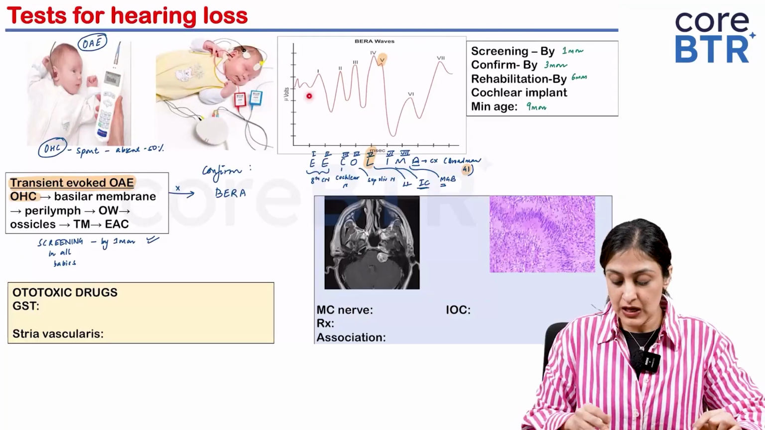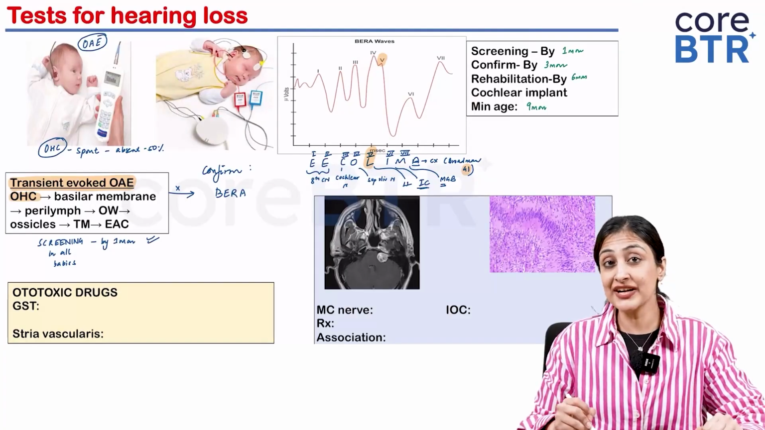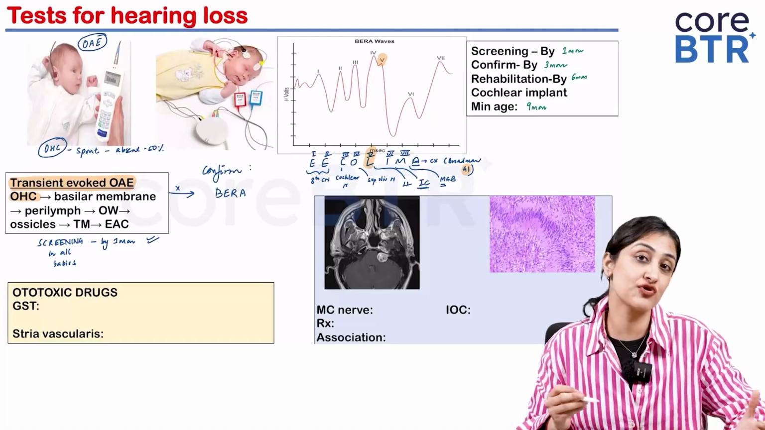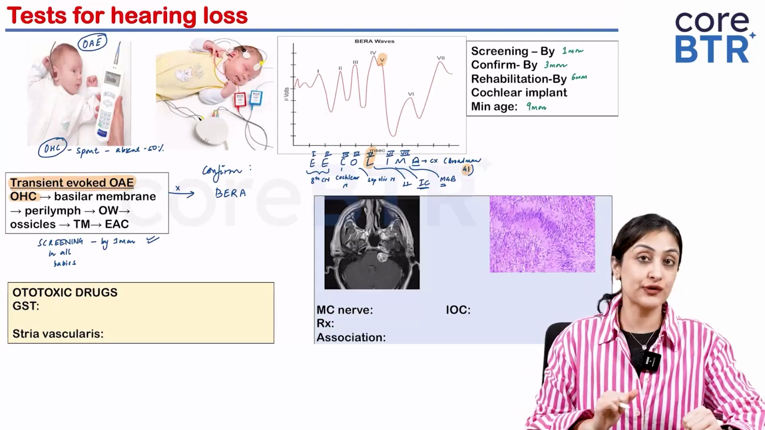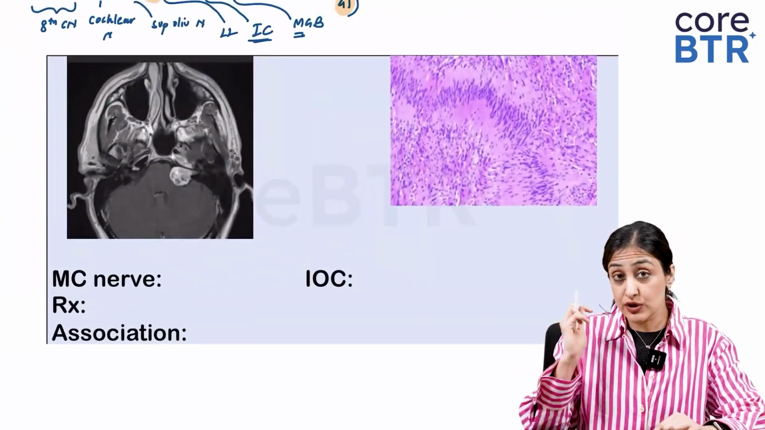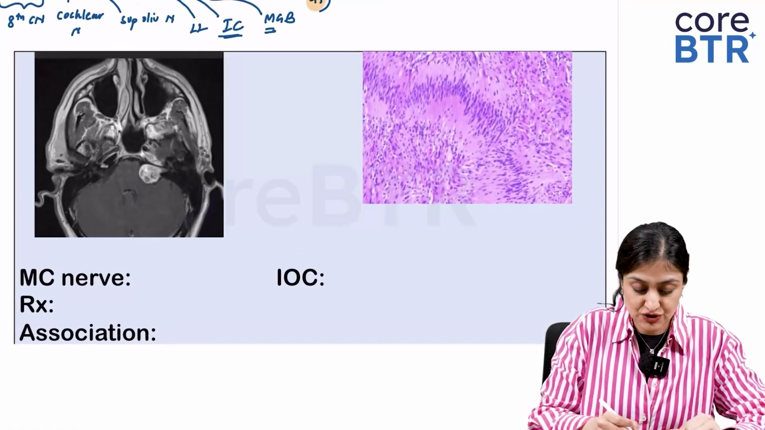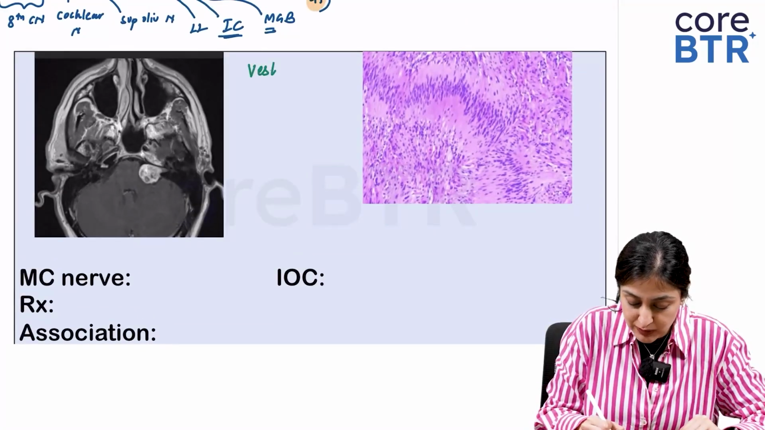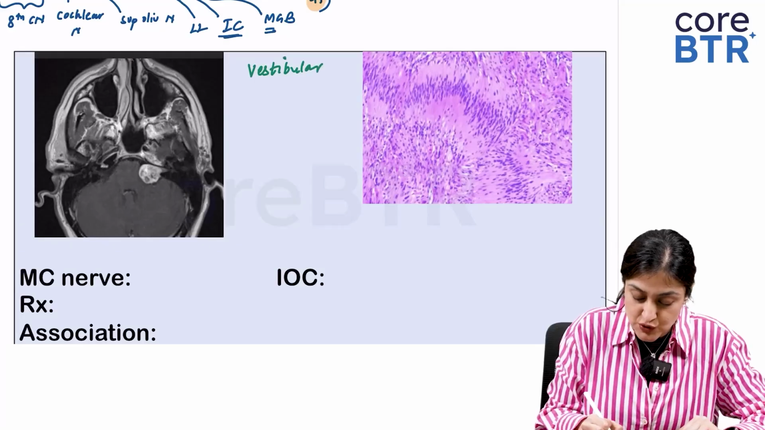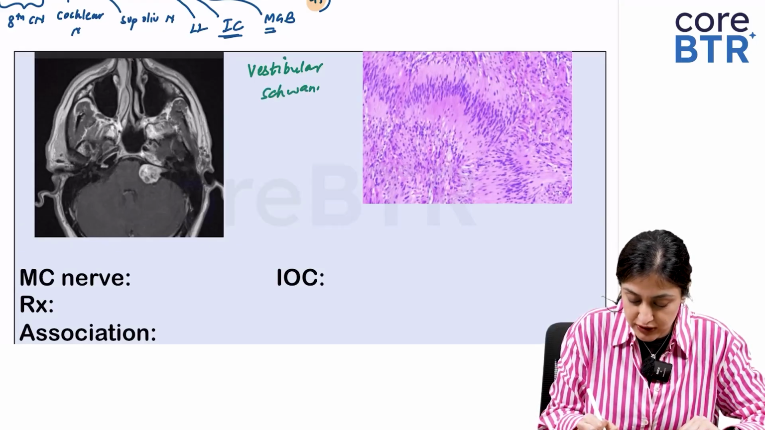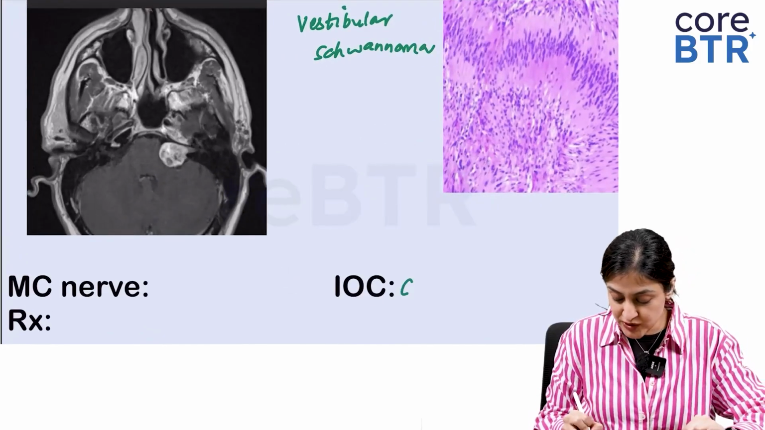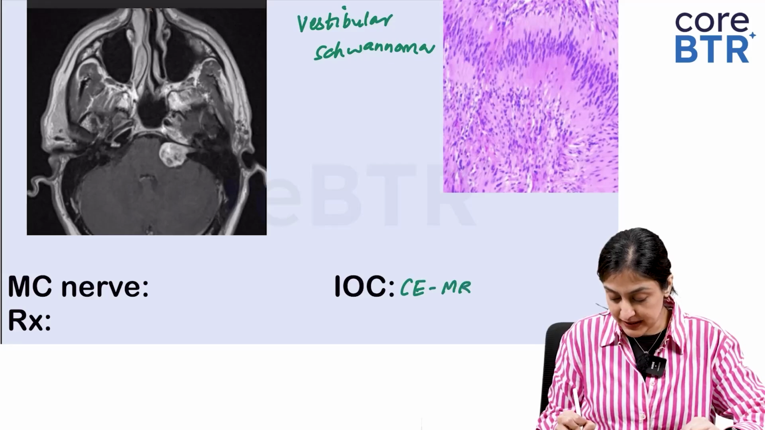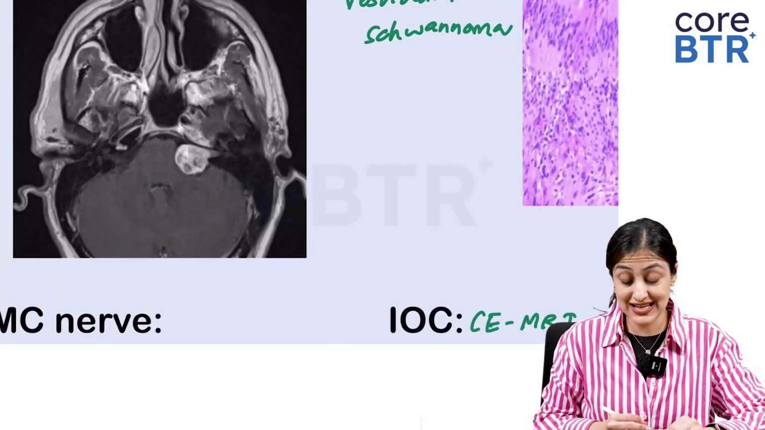Okay, so this is about BERA. BERA, I told you, is the investigation of choice for retrocochlear hearing loss. And what is the prototype disease for retrocochlear? It's vestibular schwannoma. So now let's just study vestibular schwannoma here. Very, very important. So this is where first we need to learn the radiopathology, right? Investigation of choice is going to be contrast enhanced MRI. So you're going to be doing a contrast enhanced MRI.